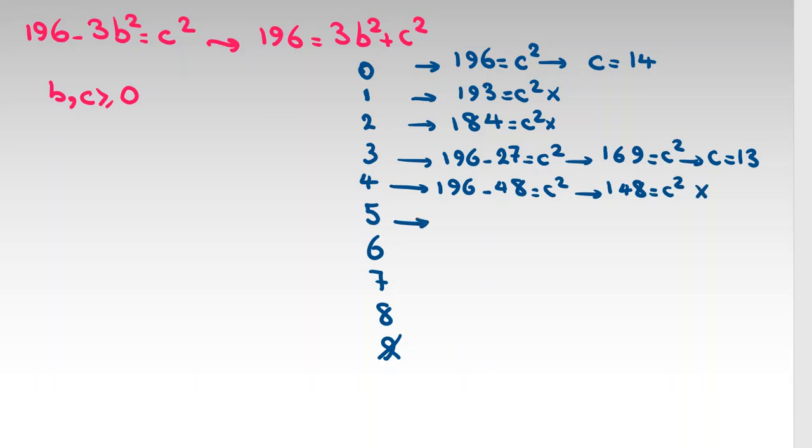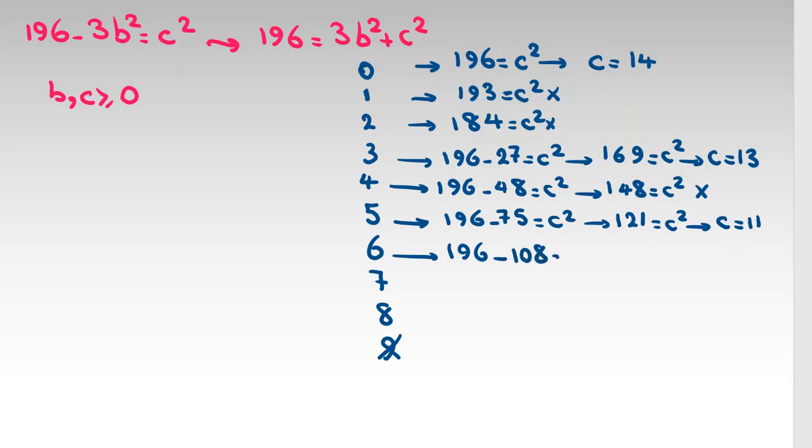Okay, this part is 5. 196 minus 3 times 5 squared minus 75 equals c squared. If you calculate 6 minus 5, 1. 9 minus 7, 2, 1. 1, 2, 1. Good. So c is 11. This part also works. Next one, 196 minus 3 times 36.